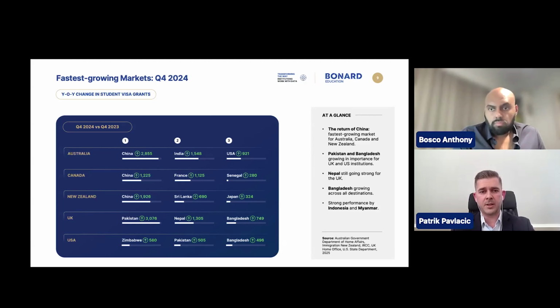Bangladesh is one of the interesting markets that still shows growth across the majority of destinations, so it offers good opportunities regardless of destination. And as probably seen in the previous slide, strong performance was reconfirmed by Indonesia and Myanmar.